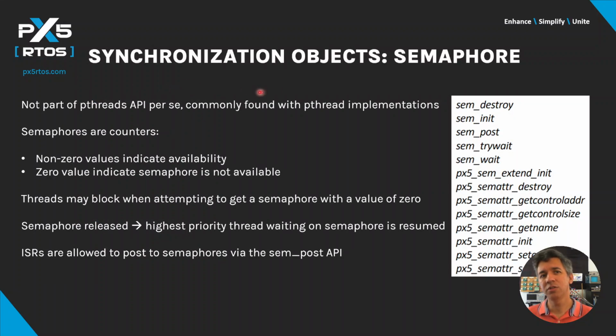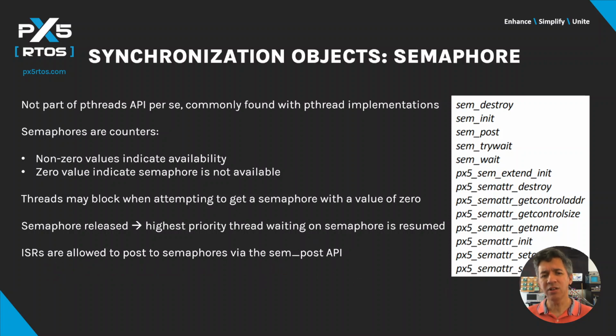Semaphore is another synchronization object, and you'll also see semaphores being used to control resource access, and while possible, we recommend using mutexes for that. So basically, semaphores are counters where non-zero values indicate availability and zero value indicates the semaphore is not available. The thread may block when trying to get a semaphore with a value of 0. Then, once the semaphore is released, the highest priority thread will resume. Also, ISRs can post to semaphores using the SemPost API.